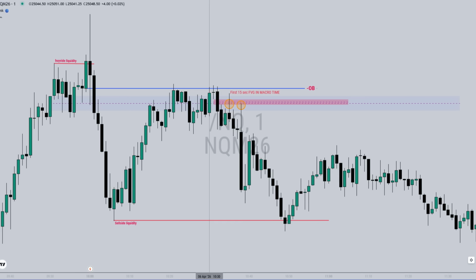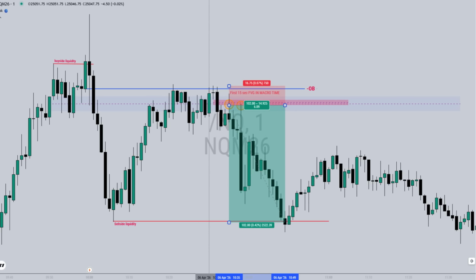Now look to the 1-minute chart. You can see it clearly forms a clean bearish fair value gap. And at that point, the market basically hands you the setup, giving you the opportunity to align with smart money direction.